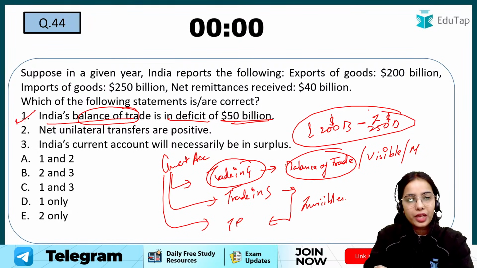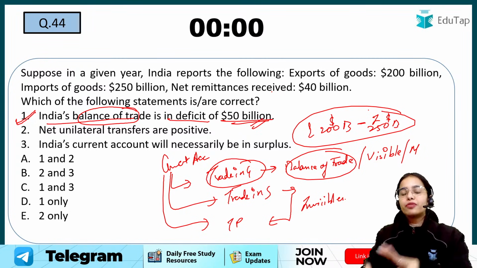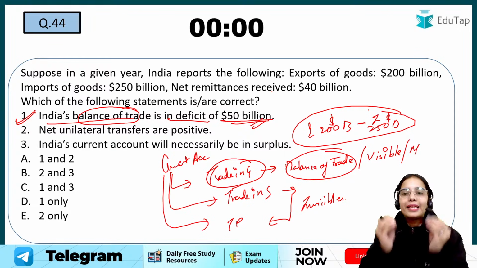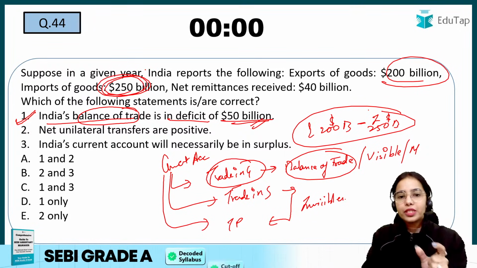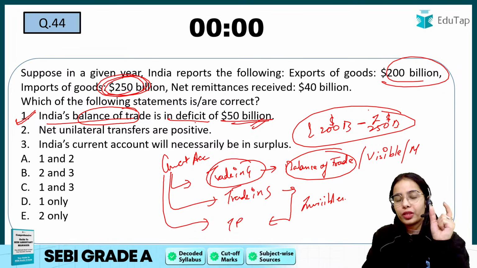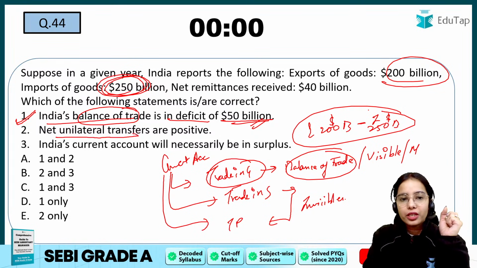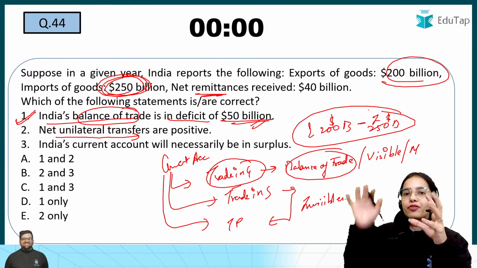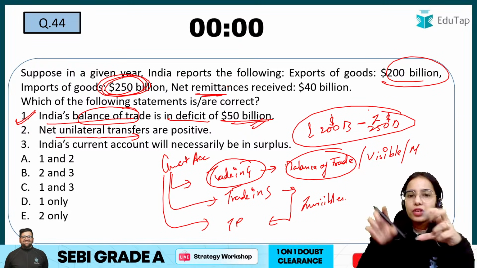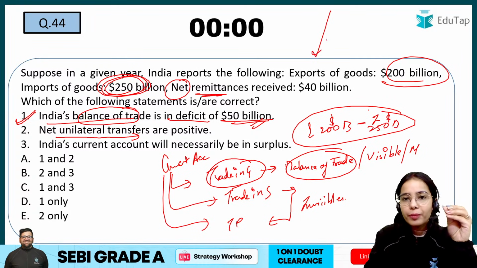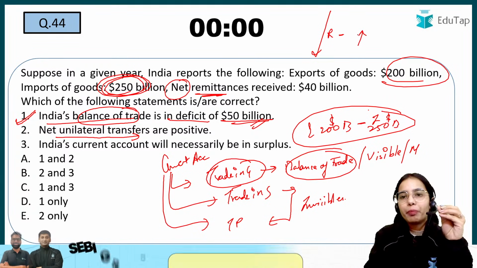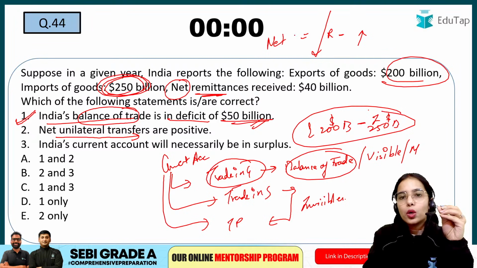Absolutely correct. We have the deficit of $50 billion because we are exporting less than what we are importing. Okay. Net unilateral transfers. Net remittances means we are receiving the money from our relatives abroad. Net means what we are receiving as remittances minus what we are paying. So net is always what we are receiving minus what we are giving.